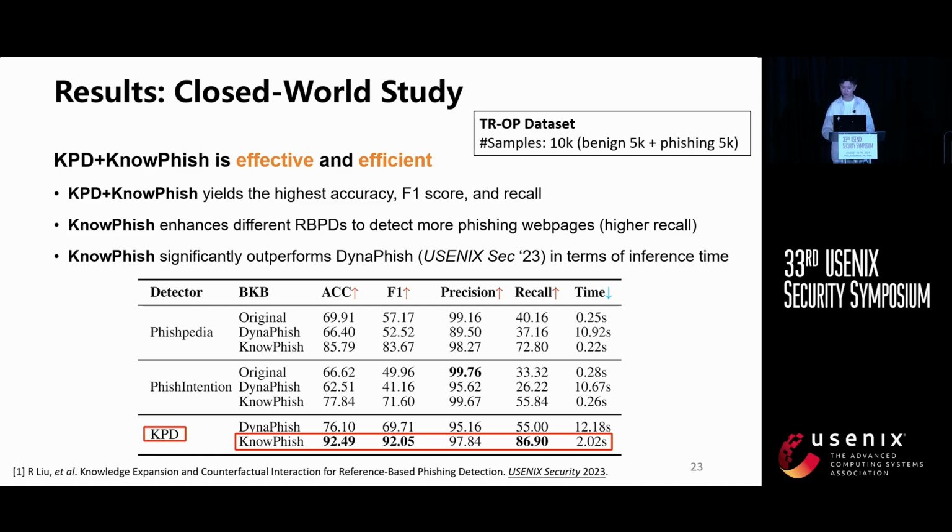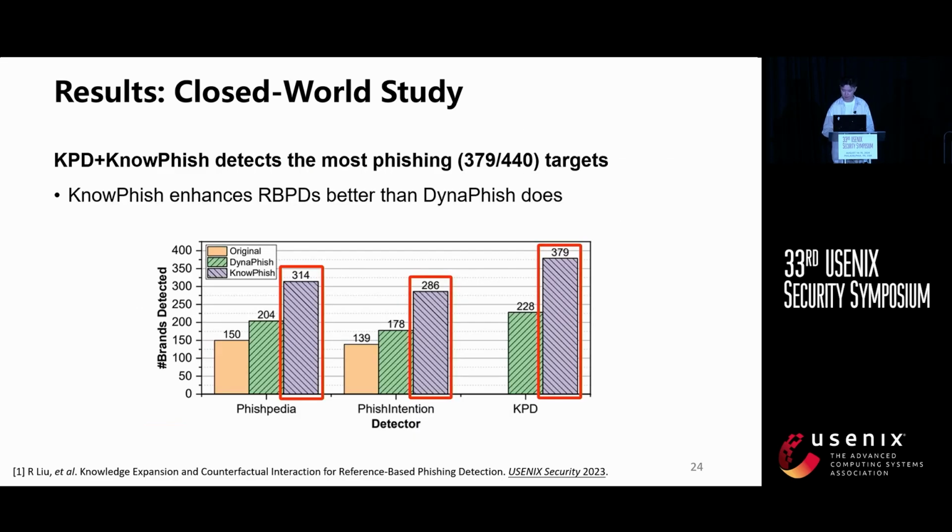Some interesting observation is that the KnowPhish knowledge base directly enhances different reference-based phishing detectors to achieve higher recall, but with negligible or little impact on precision. And it also achieves much lower runtime than a recent baseline called DynaPhish. We also find that KnowPhish covers more phishing targets than the other two baselines, which is the fundamental reason for the higher recall.